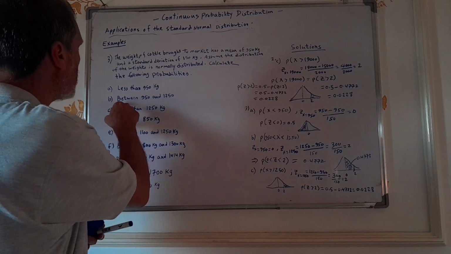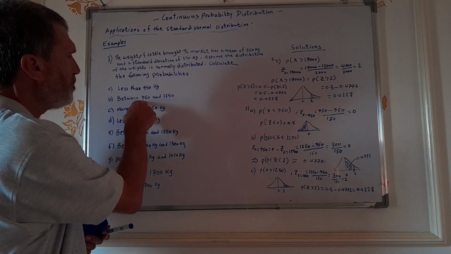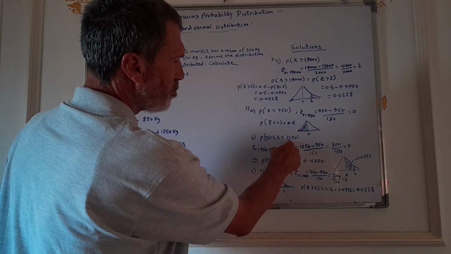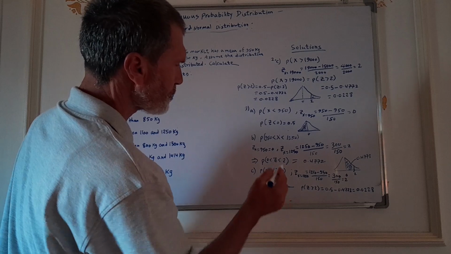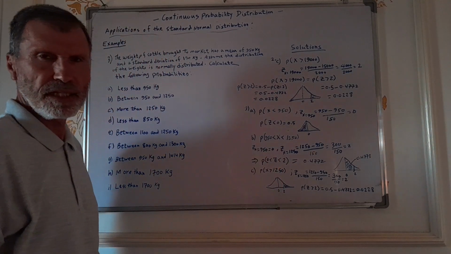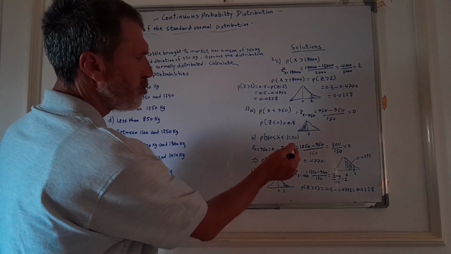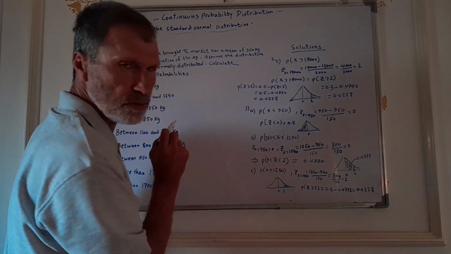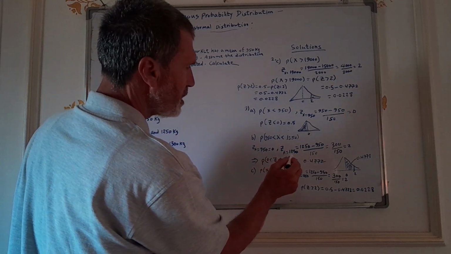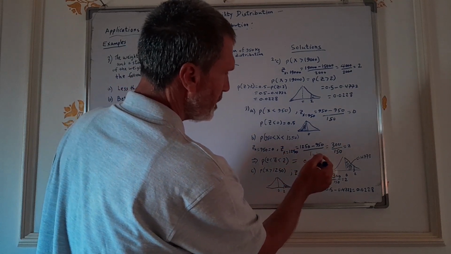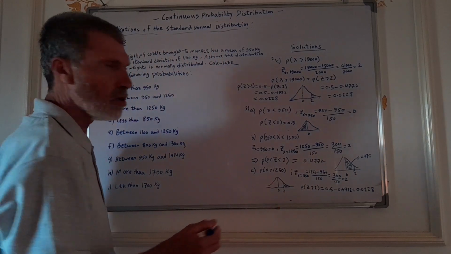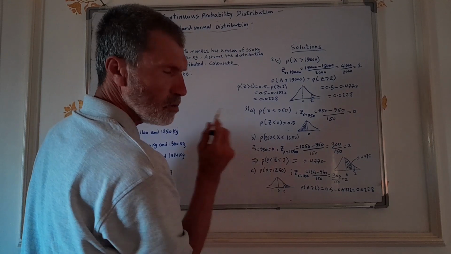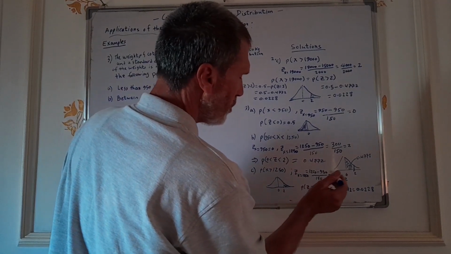Now, part B says find the probability of x between 950 and 1250. Of course, we first find the z equivalent to 950 and the z equivalent to 1250. The z equivalent to x equal 950 is 0. And the z equivalent to x equal 1250, using the z-score calculation you can see here, is 2. So now we're talking about the probability of z between 0 and 2.